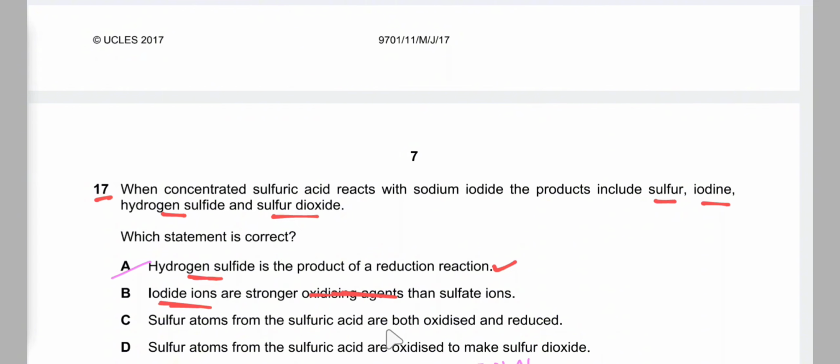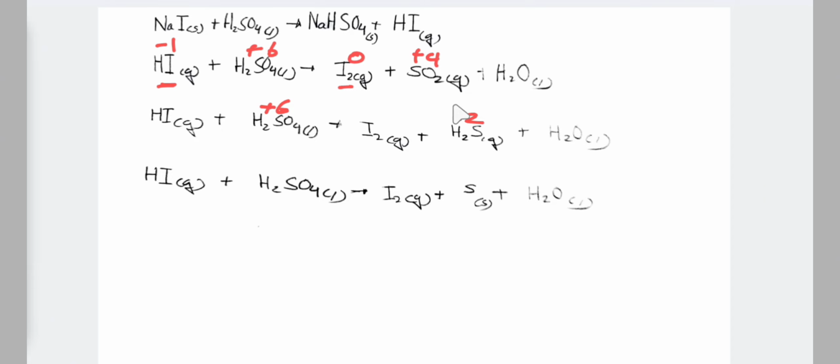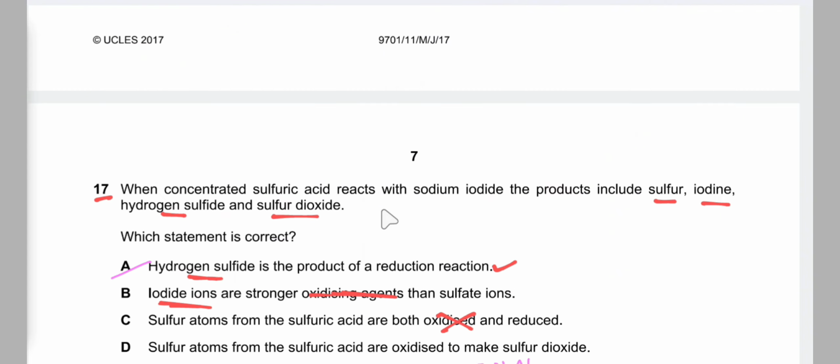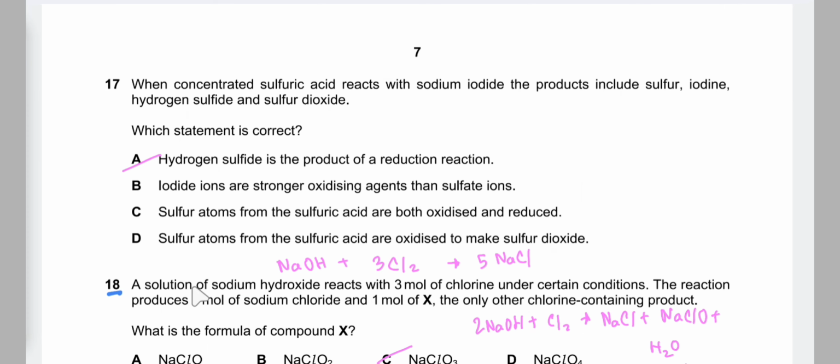Then, sulfur atoms from sulfuric acid are both oxidized and reduced. This statement is also wrong because for all of these reactions, the sulfur atom from sulfuric acid changes from +6 to +4, -2 and 0 oxidation state. Therefore, they are all reduced. So the sulfur atoms are only reduced. Then, sulfur atoms from sulfuric acid are oxidized to form sulfur dioxide. This statement is also wrong because from sulfuric acid, that is +6, it changes to +4. Therefore, it is reduced. So the correct answer is the first statement.